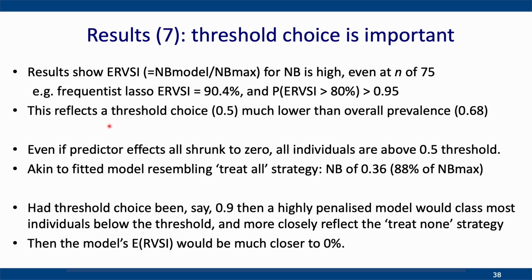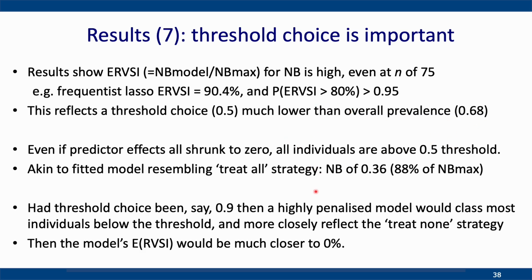But the crucial thing is that this reflects a threshold choice of 0.5. And here, actually, the overall prevalence is 0.68. So a threshold of 0.5 is quite low. Nearly everybody is going to be classed above that threshold anyway. So even if all predictor effects are shrunk to zero, all individuals would be above the threshold, because apart from sampling error, the average risk in the population would be 0.68.